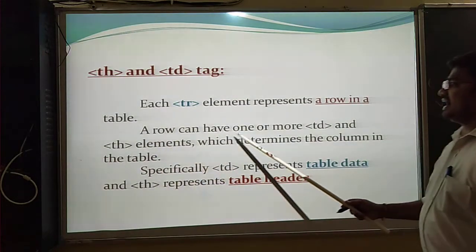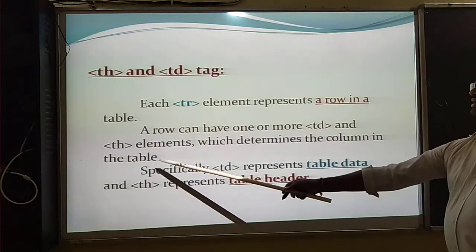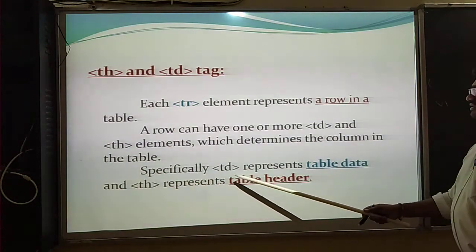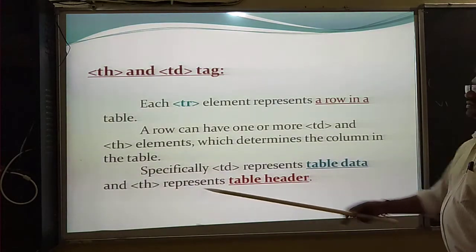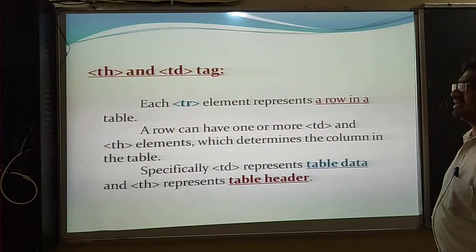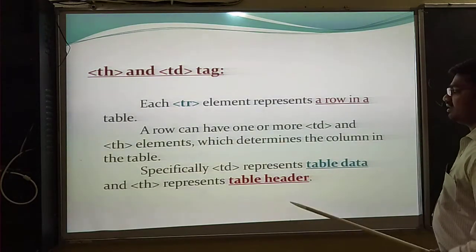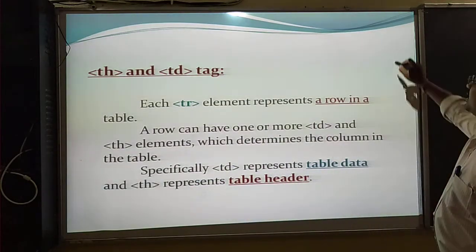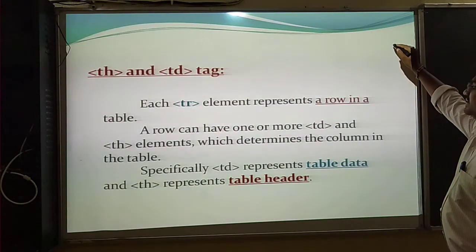Next, a row can have one or more td and th elements, which determine the columns in the table. Specifically, td represents table data and th represents table header. h indicates header, d indicates data. Now you should create a table using rows and columns, and then fill in the information or data using these opening and closing tags. These are the th and td tags. th means table header, td means table data.